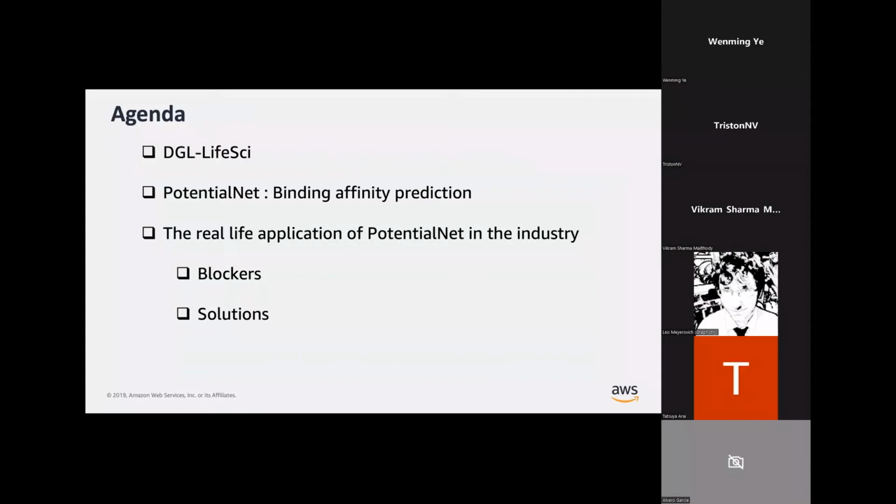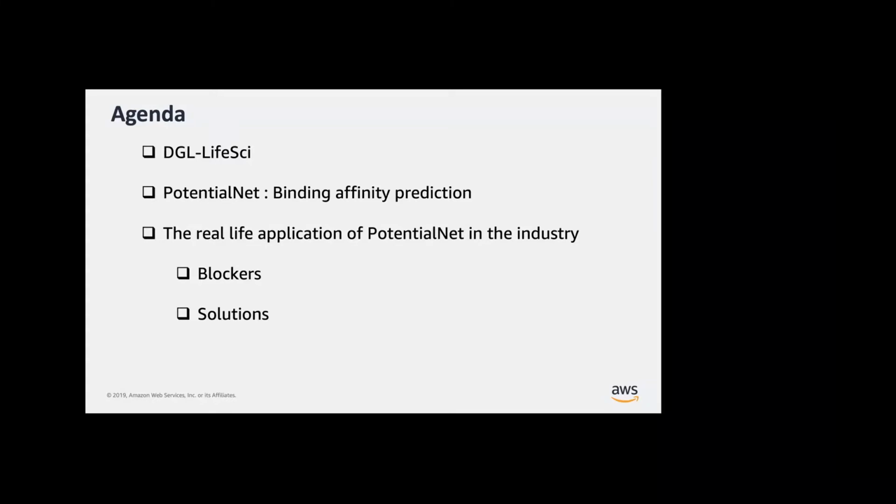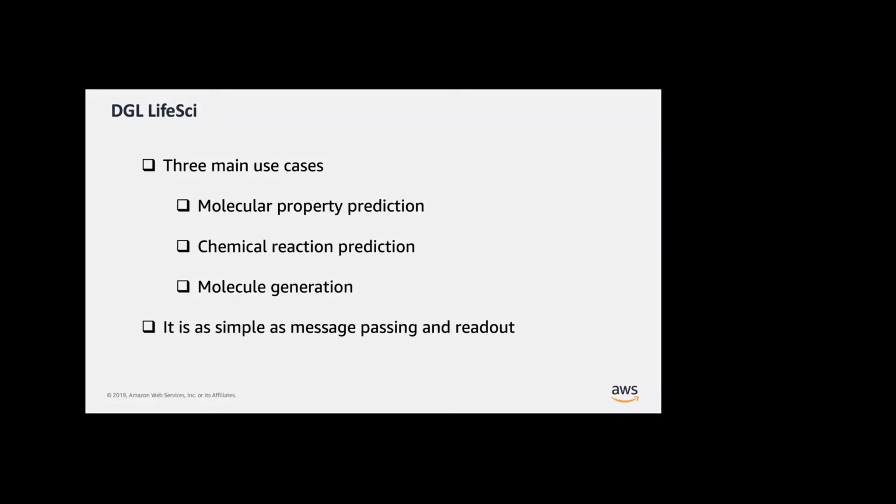Okay, so here's today's agenda. First, I'm briefly talking about DGL Life Science. Second, I'm going to talk about PotentialNet, what it does and how it works. Third, I'm going to share some tips to bring the algorithm to real life applications. We are also going to discuss some of the blockers in terms of industry requirements and the corresponding solutions. All right, so let's get started.